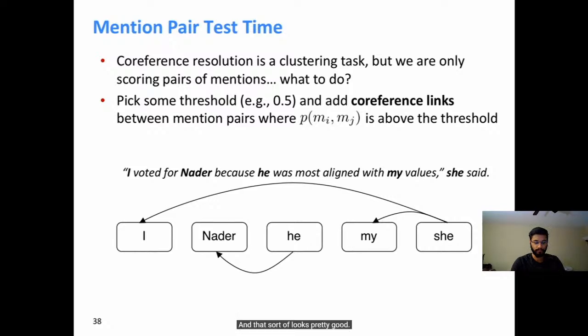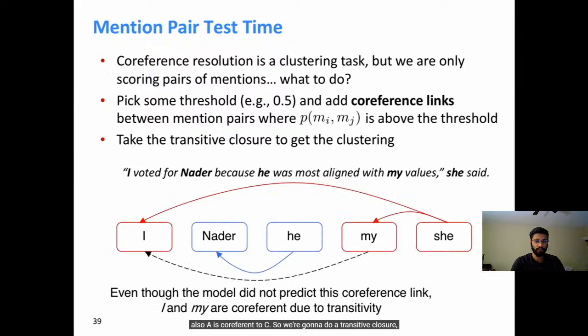And that sort of looks pretty good, but we're going to complete it by saying, well, if A is coreferent to B and B is coreferent to C, then really A is also coreferent to C. So we're going to do a transitive closure, and that will give us our clustering. Note here that there's a certain danger in this, since the transitive closure is always adding clustering links.